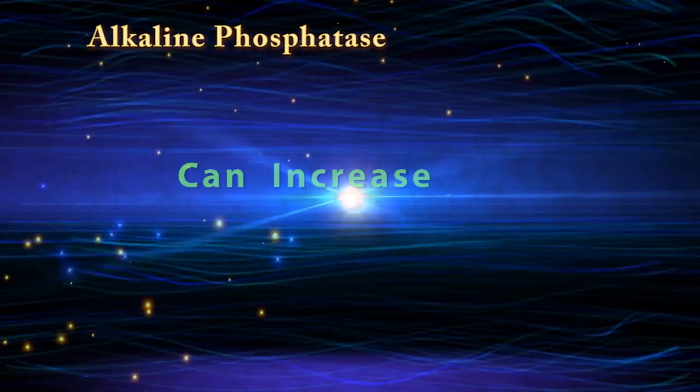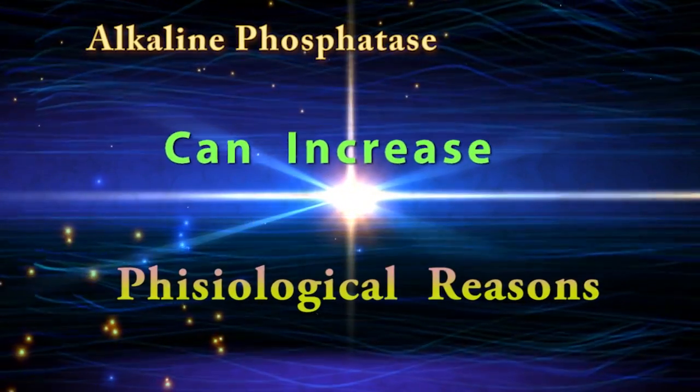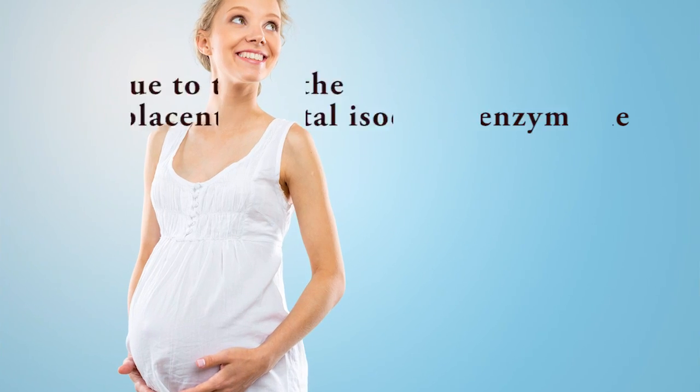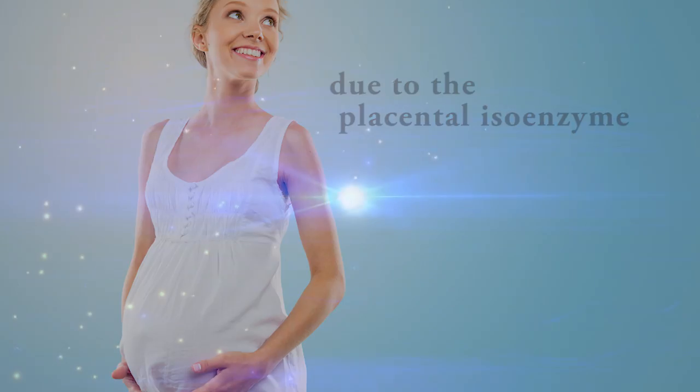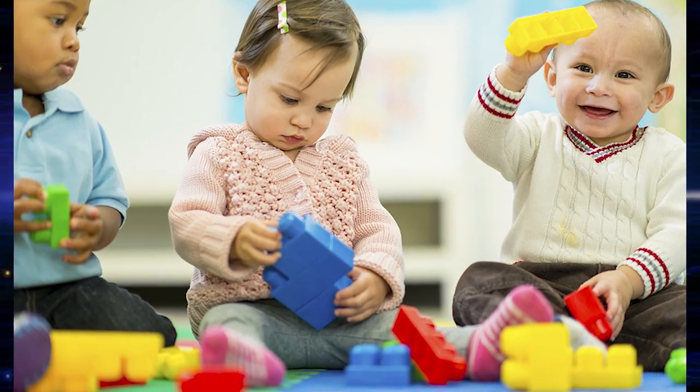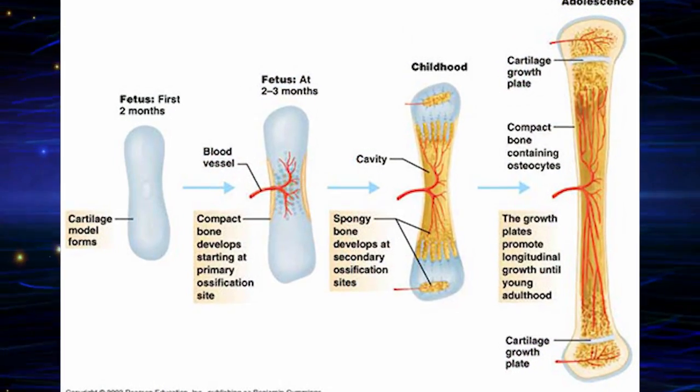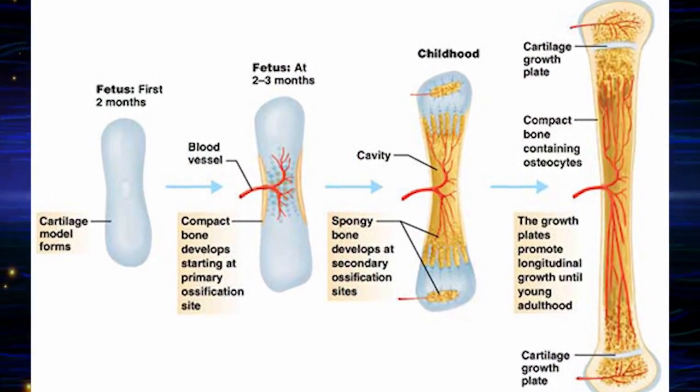But alkaline phosphatase level can also increase for physiological reasons. In the pregnancy period, due to the placental isoenzyme, alkaline phosphatase level can increase. Also in childhood, because bones are growing and produce bone isoenzyme, the enzyme level can be increased.